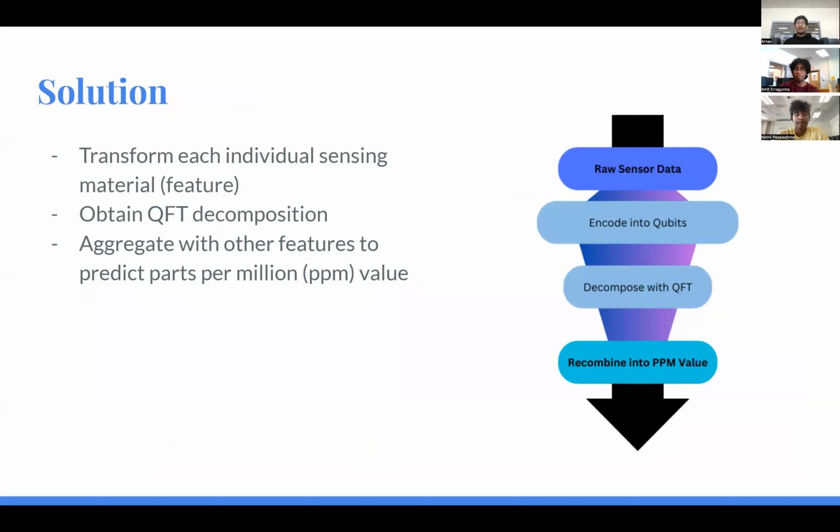Okay, so now that we know how the quantum Fourier transform and Fourier transform work, we want to apply them to our data and our problem of converting resistances to concentrations. We do this through a four-step process. We first take the raw sensor data and encode it into qubits. We then decompose it with a QFT, and after we decompose it, we try to recombine the decomposed waves into a ppm value.